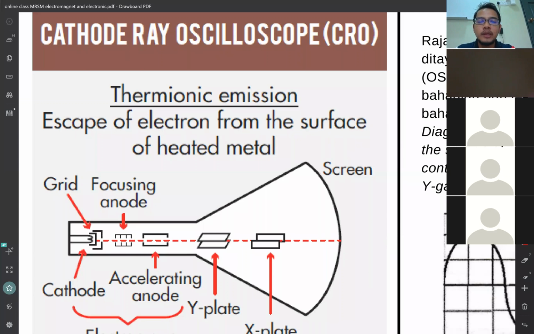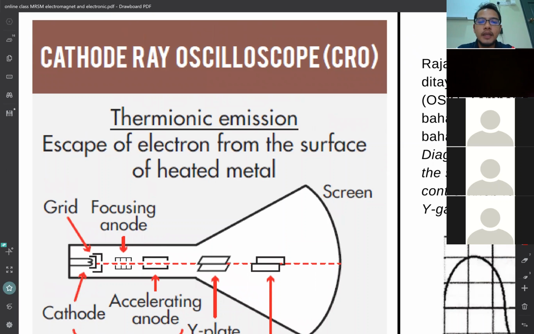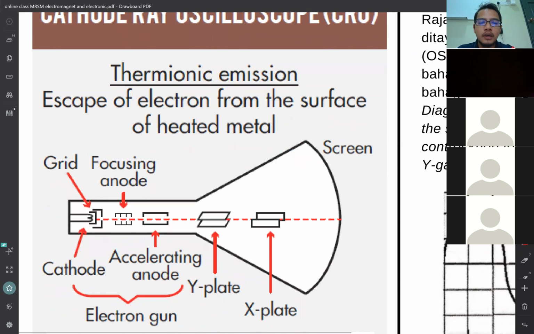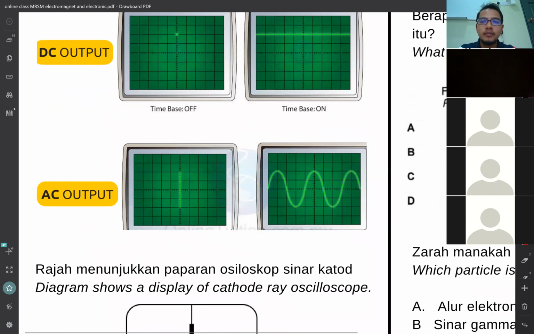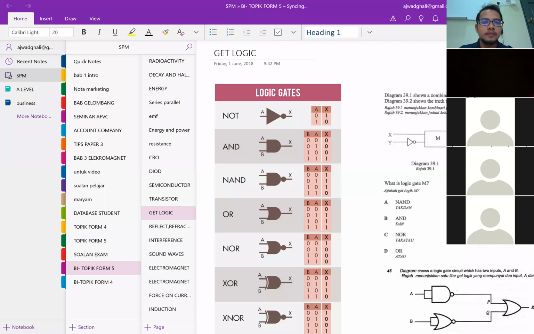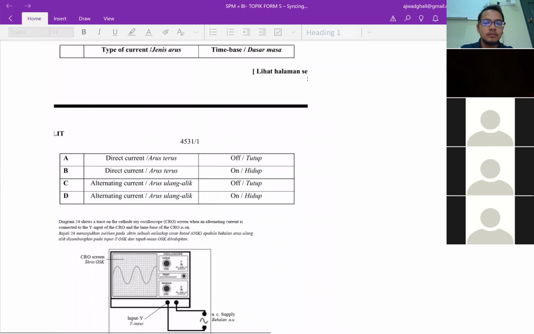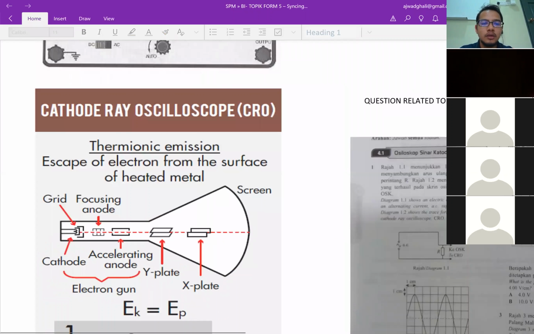Okay, we're going to start with the first subtopic, which is cathode ray oscilloscope. Okay, so basically cathode ray oscilloscope, let me show you the other notes first. Okay, so I share this one first. Okay, basically same note. Okay, this is cathode ray oscilloscope.